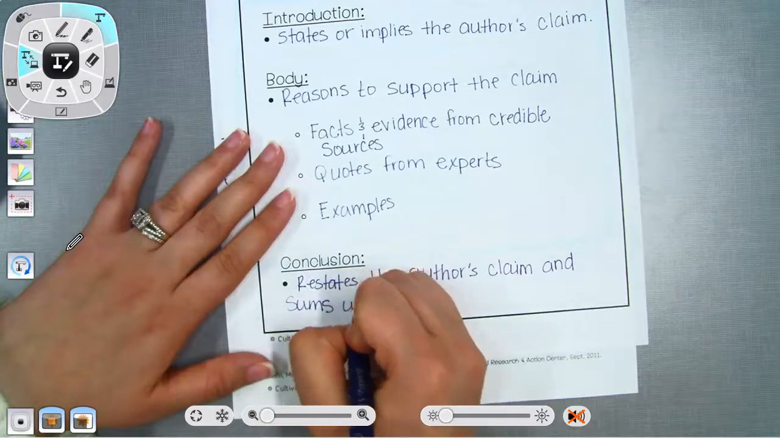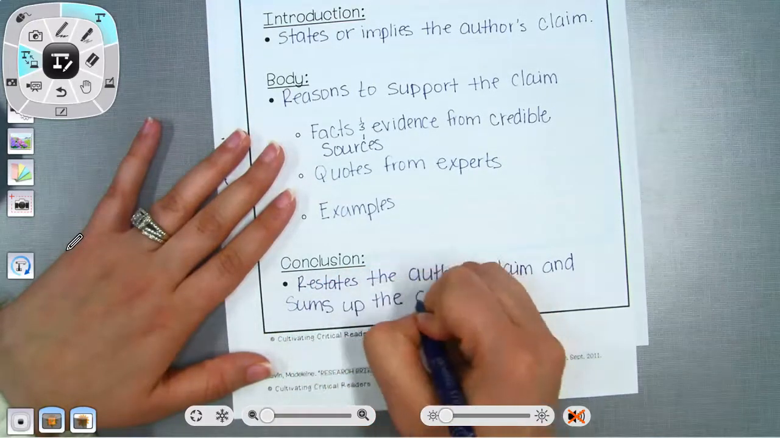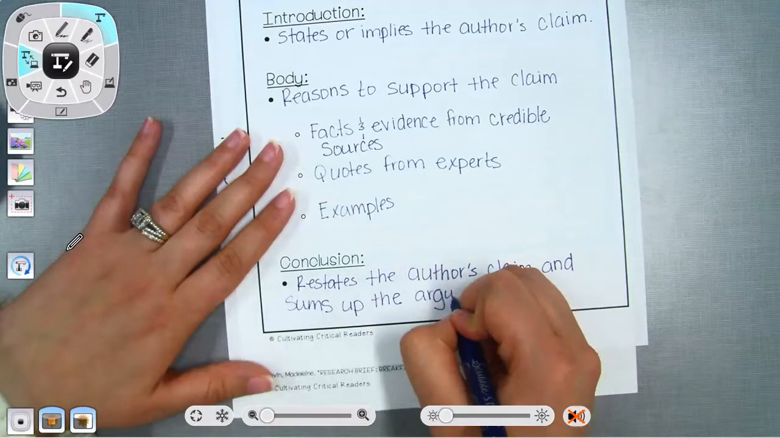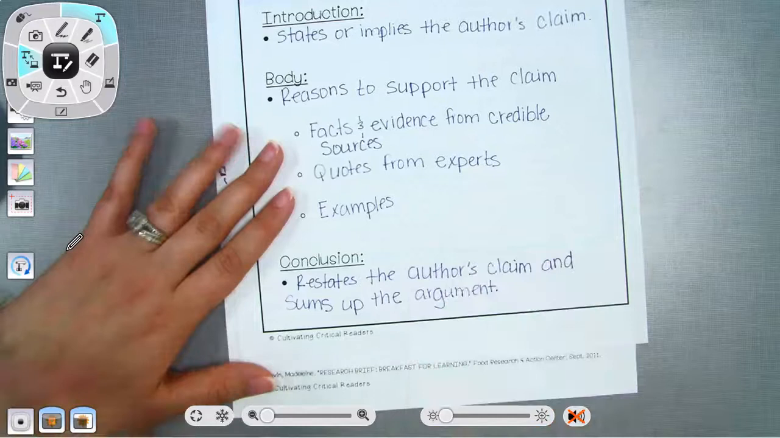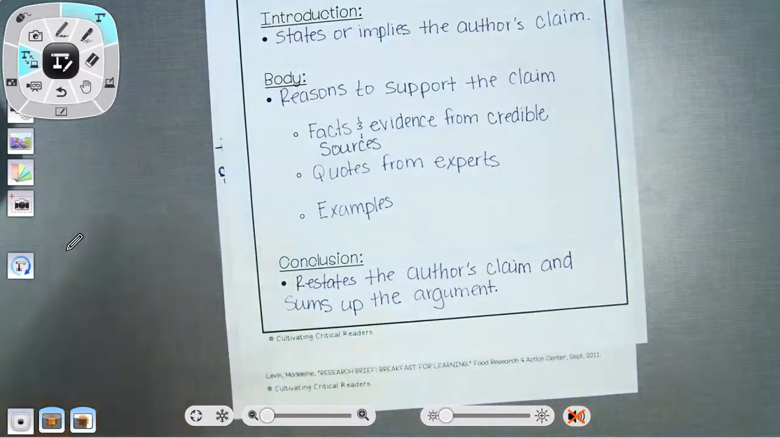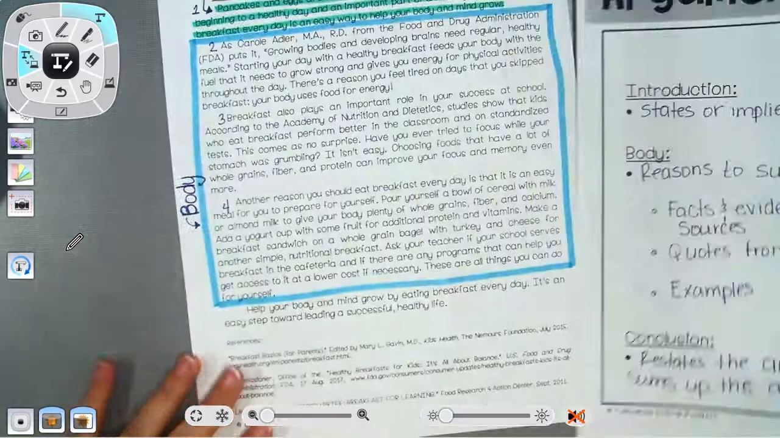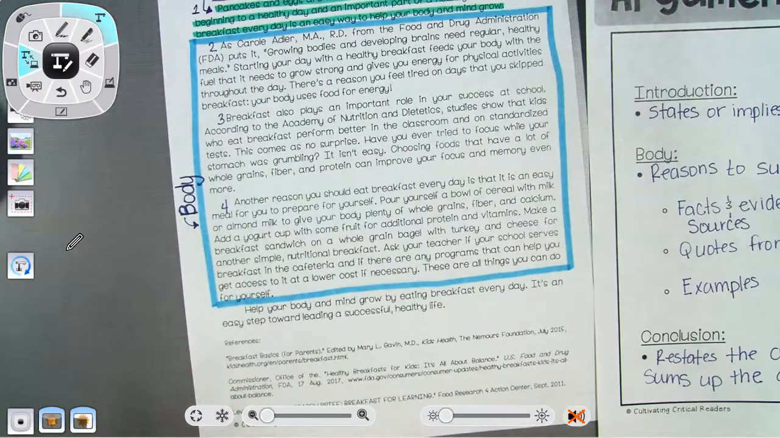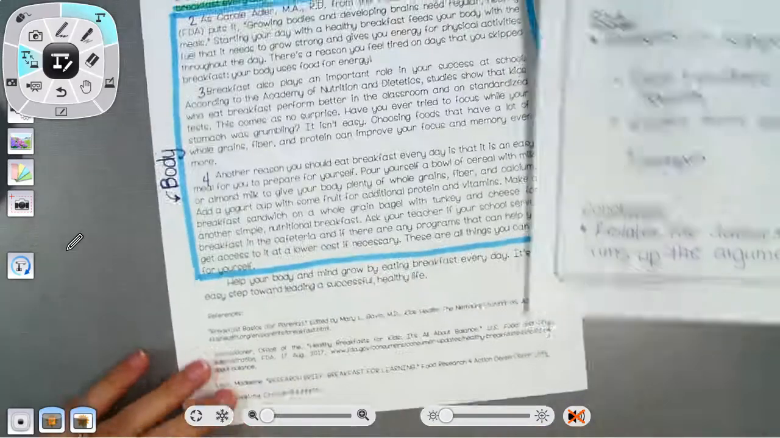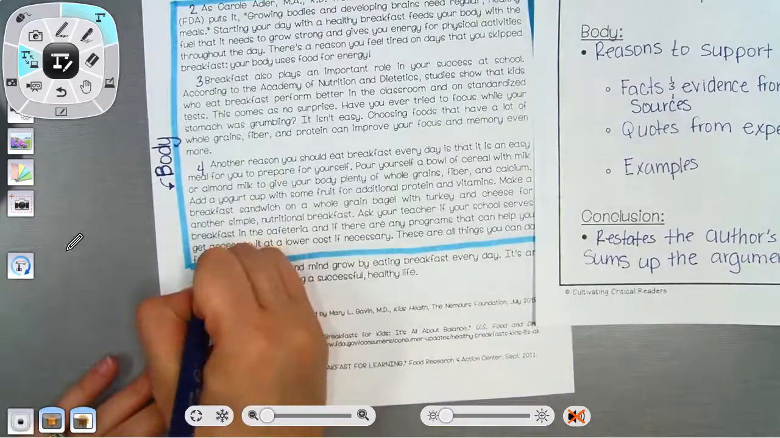sums up the argument. And the reason they call it an argument, guys, is because not everybody has the same opinion, right? So that's kind of why they call it an argument, because this author is talking about how eating breakfast every day is an easy way to help your body and mind grow. I may say, I don't really eat breakfast every day. I don't feel like that. I don't have that same opinion. So that's why it's called an argument, because one person has one opinion and another person who's reading this may have another opinion.